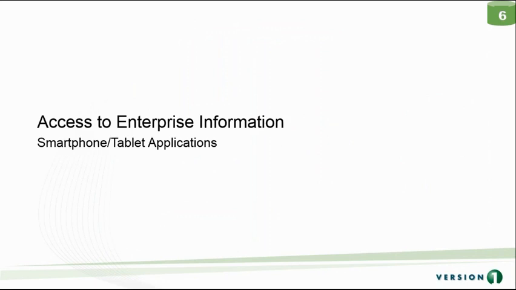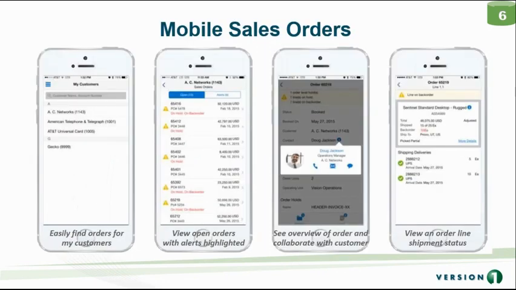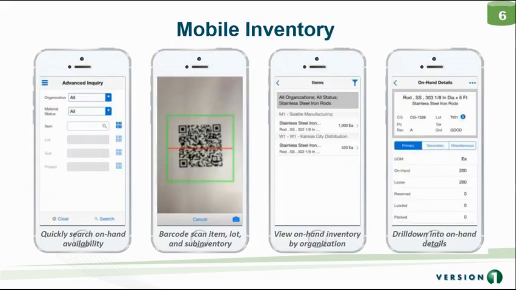Under Enterprise Information, we have mobile sales orders for reviewing sales order information and allowing the user to contact customers regarding the status of their orders, again using any one of the communication methods of the smartphone via the app. Mobile Inventory provides the user with real-time information on stock levels, and through the device's camera, barcode scanning is supported.